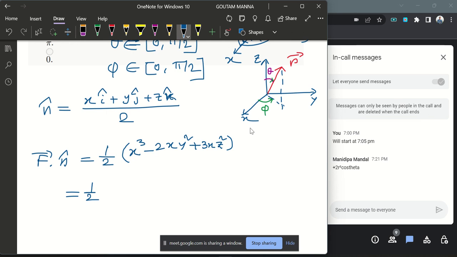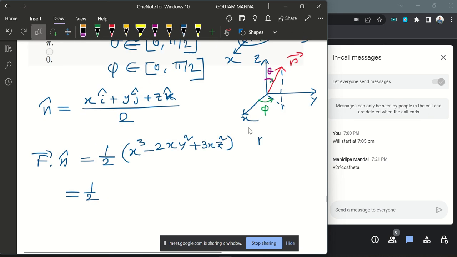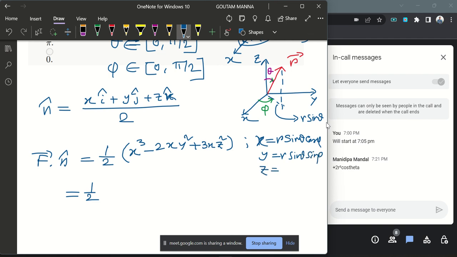So equals to, if we replace it by r, theta and phi, so it will be 1 by 2. Here will be an r, so x equals to r sine theta cos phi. This component is r sine theta basically. So x will be r sine theta cos phi. Y equals to r sine theta sine phi. Z equals to r cos theta.